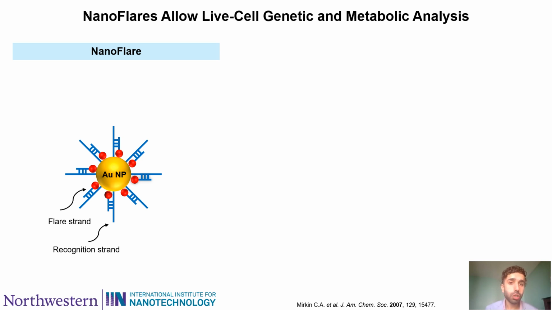Now, when I introduce a structure into a cell, these structures are called nanoflares. What will happen? Well, the structure will encounter its target mRNA. The mRNA will come in and bind and displace the flare. Remember, the mRNA has 20 base pairs of complementarity to the recognition strand. The flare only has 6 or 7, so it's a numbers game. So what will happen is that the flare will be displaced. Dye and gold are no longer in close proximity, no more quenching, fluorescence is turned on.